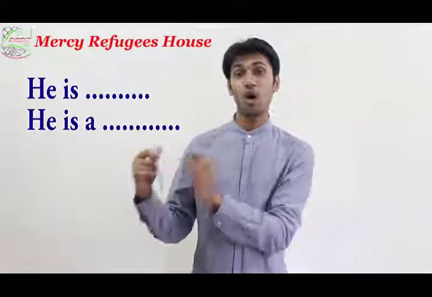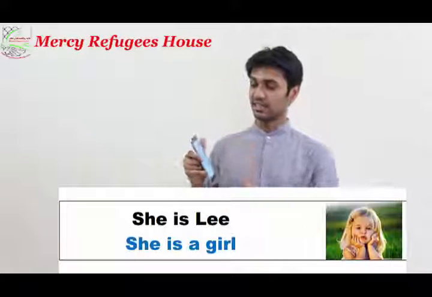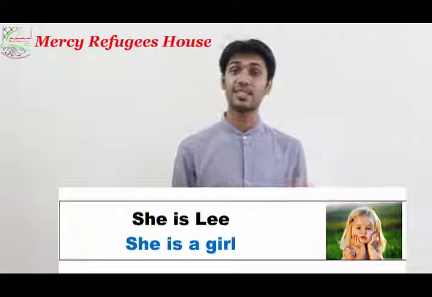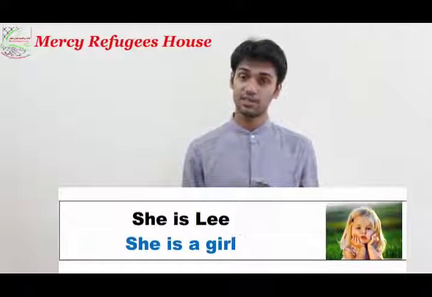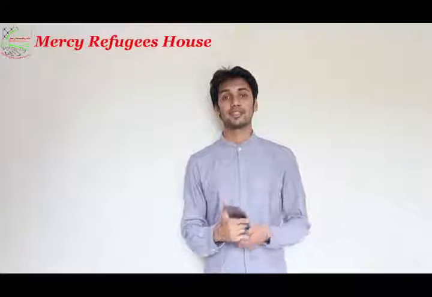She is Salma. She is a girl. He is Rahim. And he is a boy. Like this. She is Lee. She is a girl. Keep practicing it until all the students understand what he, she, it, this, that mean to them.